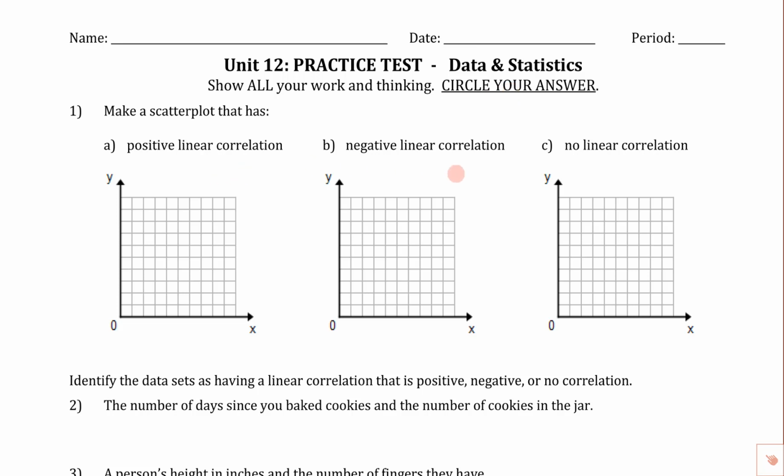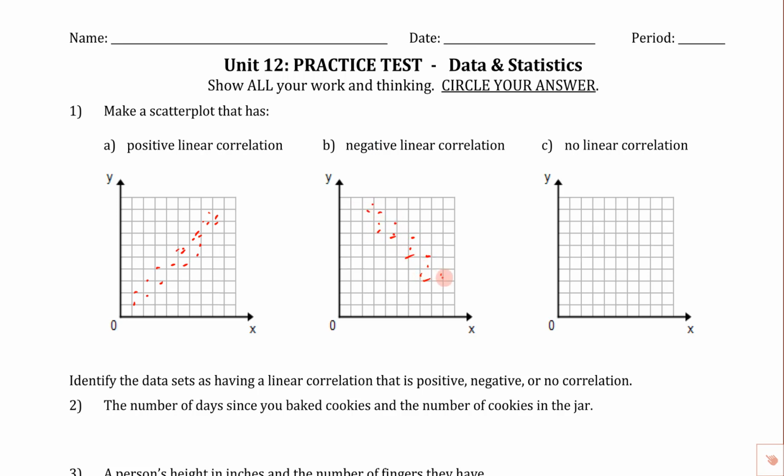Number one has three parts. It says make a scatter plot that has A, a positive linear correlation, B, a negative linear correlation, and C is no linear correlation. Well, here's what we need if we're going to make a positive linear correlation. We need a line type shape that goes up. So basically anything that goes up from left to right. So anything that would look something like this in roughly a line pattern. So something like that. And negative linear correlation is going to go down from left to right. So anything like this would be totally fine.